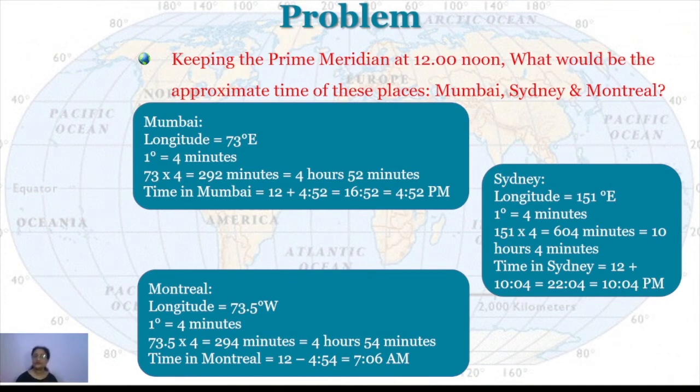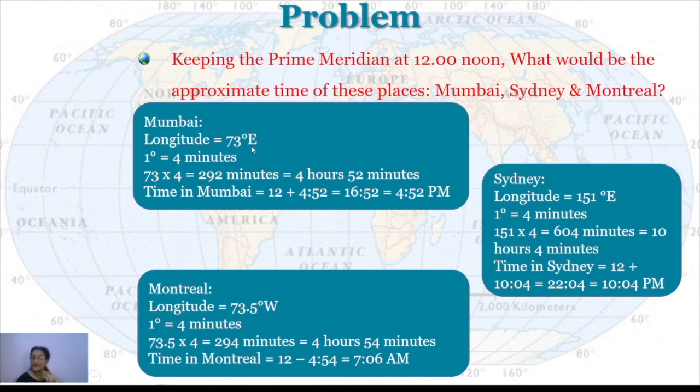Now, for Mumbai, you have been given the longitude, which is 73 and a half, 73 degrees east. Now, 1 degree makes a difference of 4 minutes. 73 degrees will make a difference of 73 into 4. That will give you 292 minutes. If you divide 292 minutes by 60, you will get the value in hours, and you will get 4 hours and 52 minutes. As we are moving from the prime meridian towards the east.